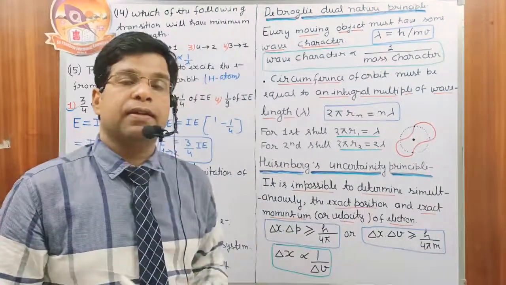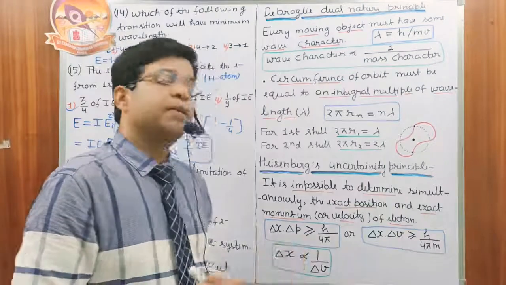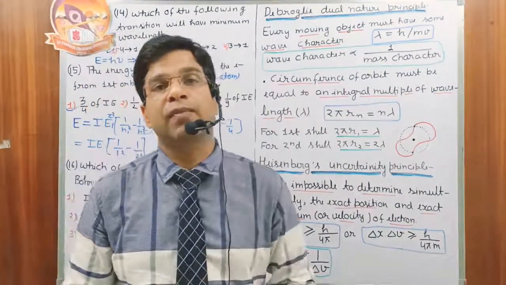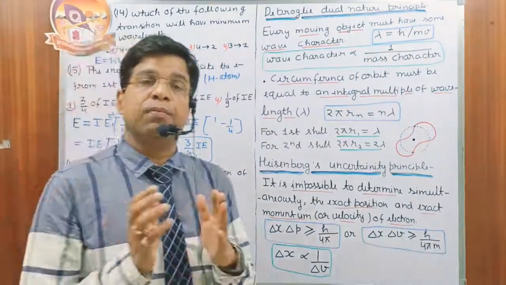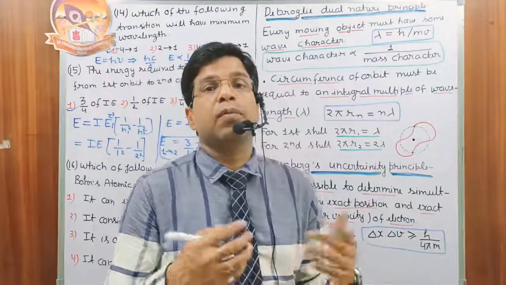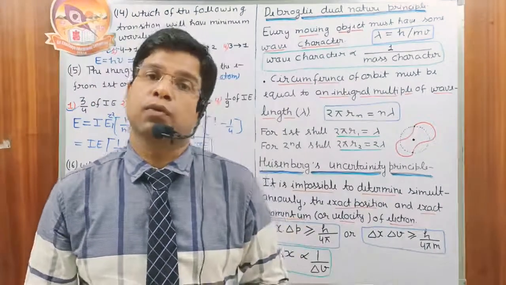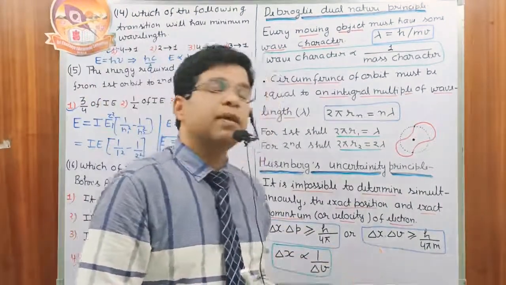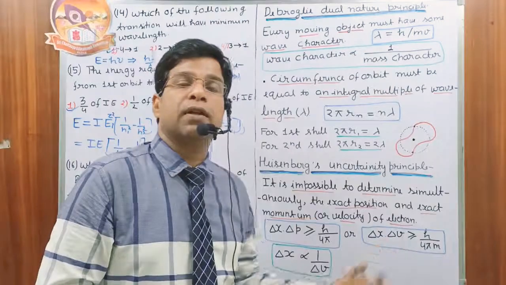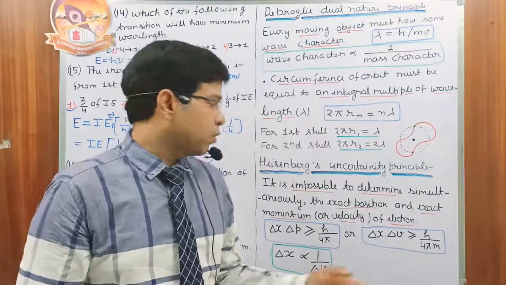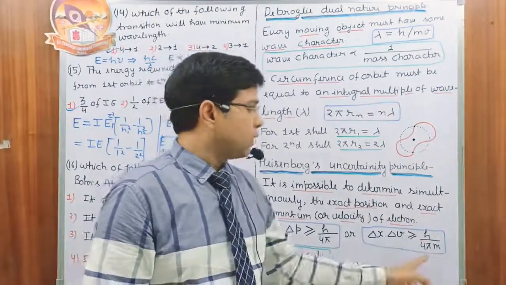If delta x represents the uncertainty associated with the position and delta p represents the uncertainty associated with the momentum, then the product of the uncertainty of the position and the uncertainty of the momentum is always greater than or equal to h upon 4 pi. If we explain the same equation in terms of velocity, what is that? The product of the uncertainty of the position and the uncertainty of the velocity is always greater than or equal to h upon 4 pi m, and this h is constant, 4 is constant, pi is constant.